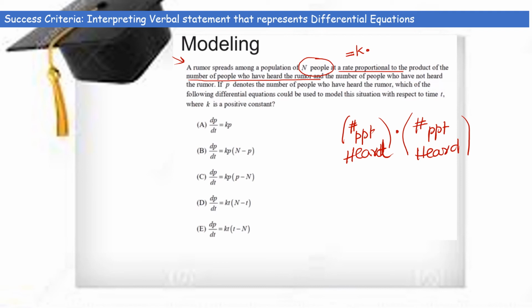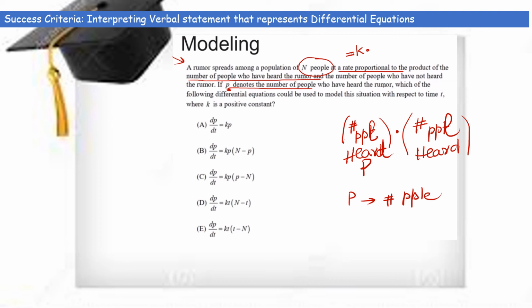If P denotes the number of people who have heard the rumor, so who heard the rumor here is P. Which of the following differential equations could be used to model this situation?